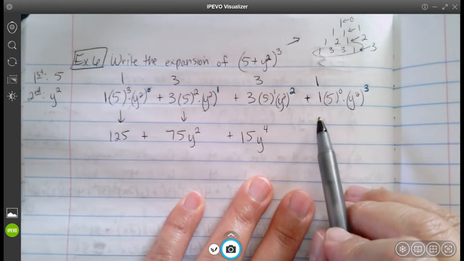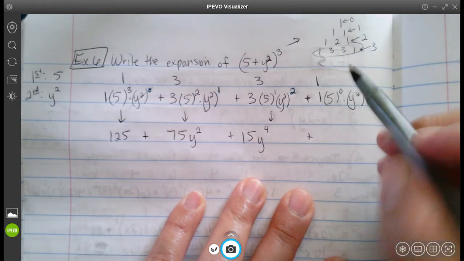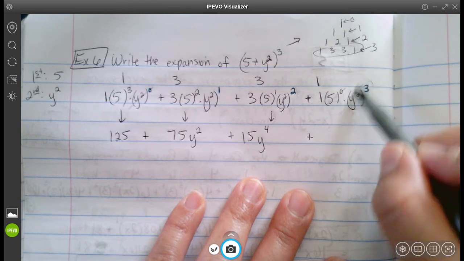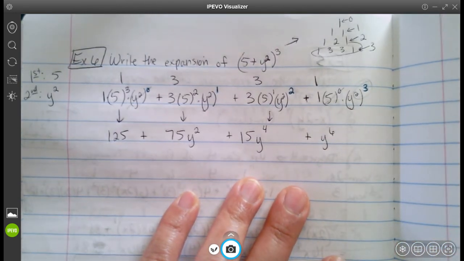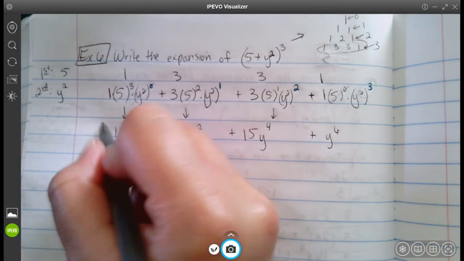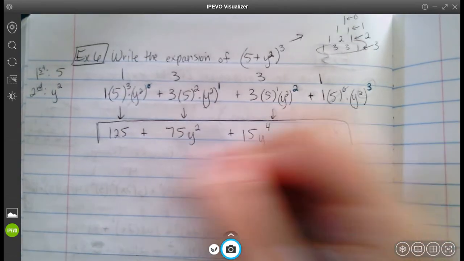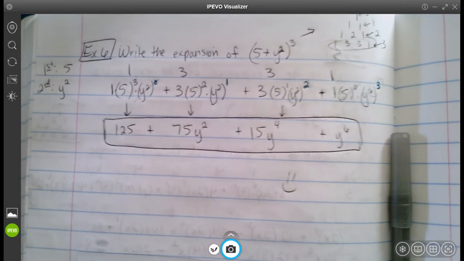And the last one over here is going to be, so 5 to the 0 is just 1. Again, we distribute here, so 2 times 3 is 6, so y to the 6th power. And I believe that that is it for this problem. So let's go ahead and box it up. And we are done, believe it or not.